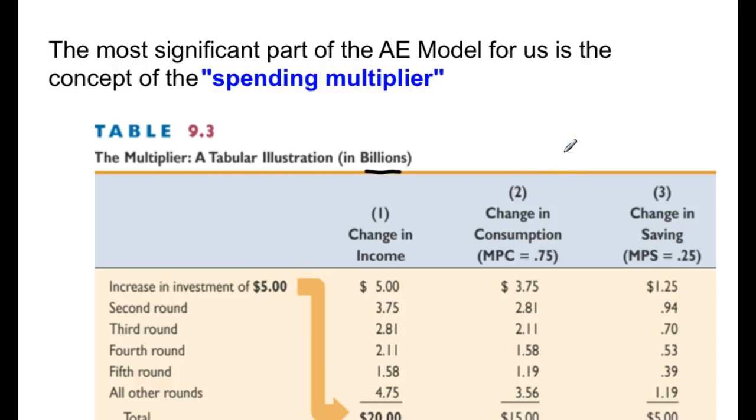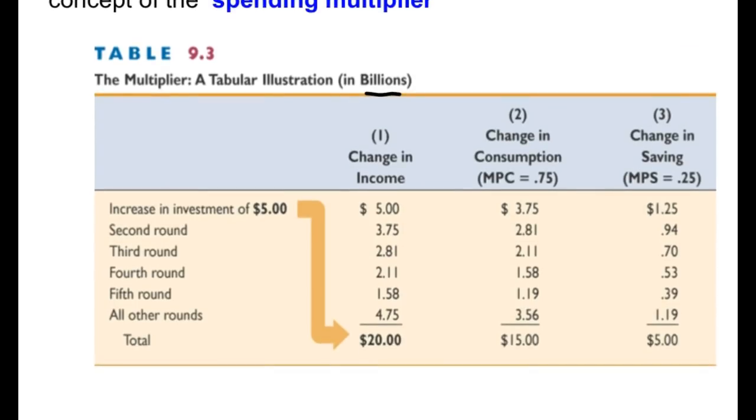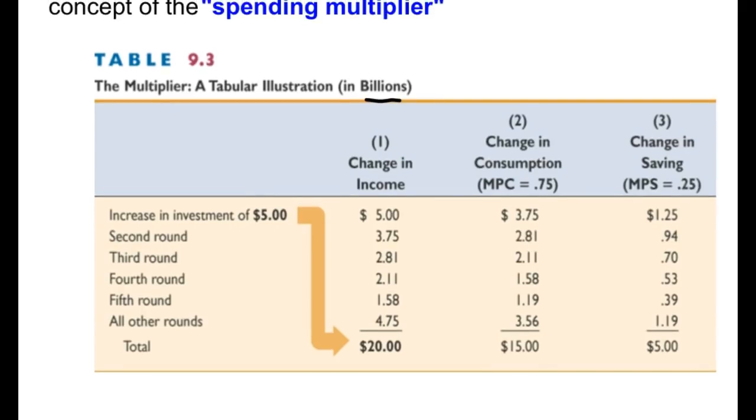The most significant part of that model, and the aggregate expenditures model, basically builds on that consumption line and adds in other types of spending to see what happens. But the most significant part for us is the concept of the spending multiplier. So this table and understanding the multiplier is very critical.